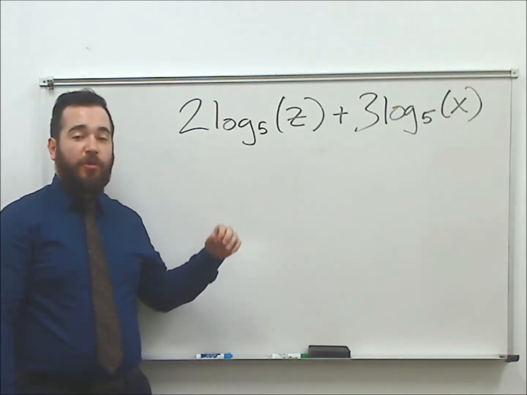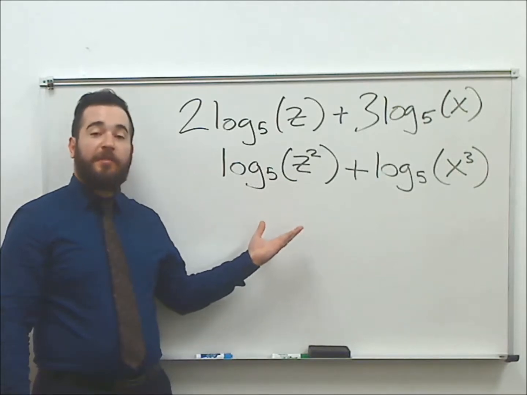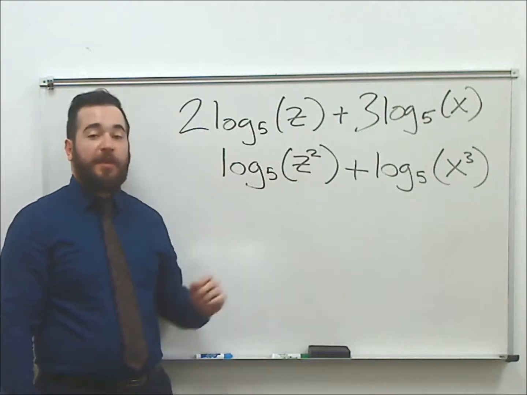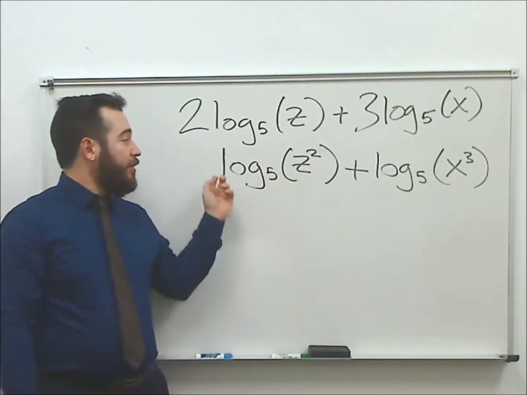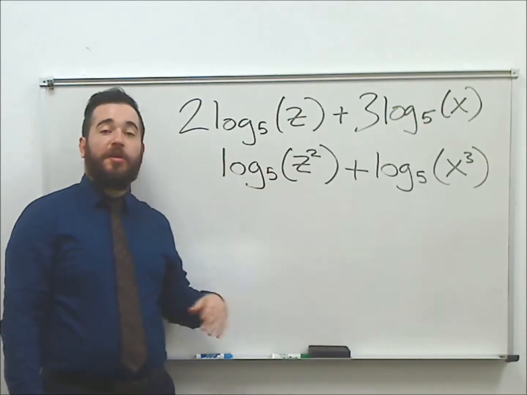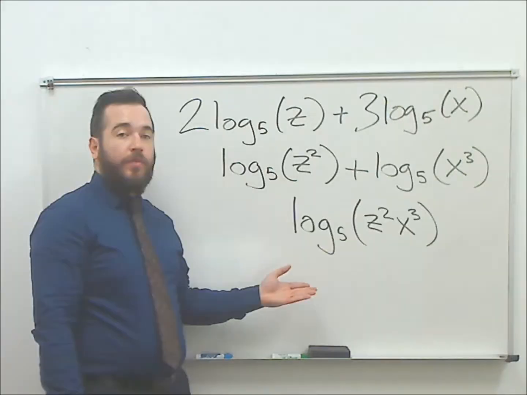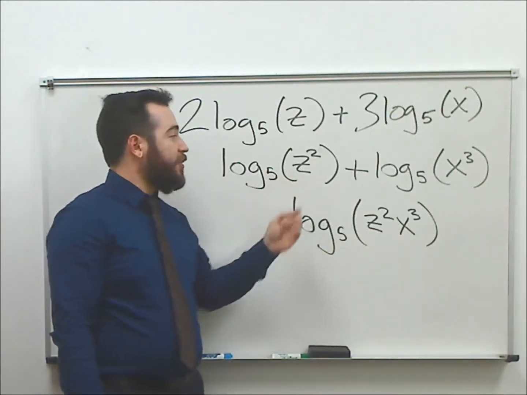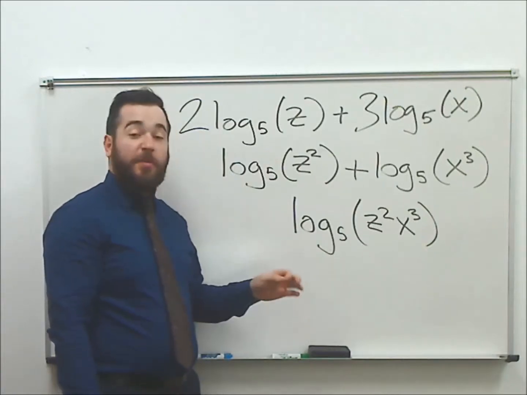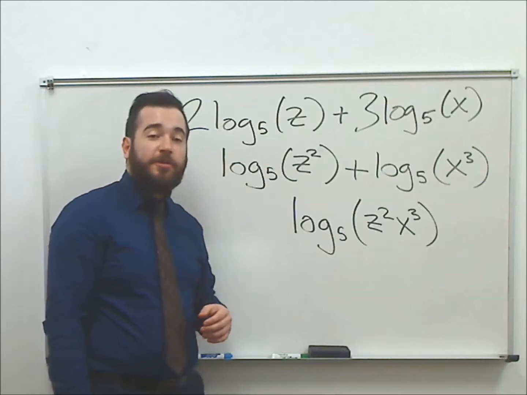So using the exponent rule, this turns into log base 5 of z squared plus log base 5 of x cubed. So the number out in front just came up as an exponent. All right, now that we've got nice just log plus log, we can use our multiplication rule to condense this down to one logarithm. So there we go. When we have log of z squared plus log of x cubed, it gets condensed to log of z squared times x cubed. Congratulations, you've condensed your first logarithm.